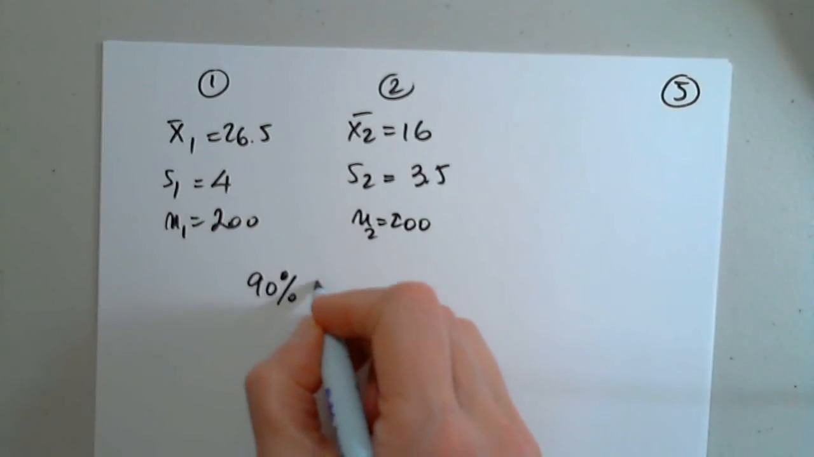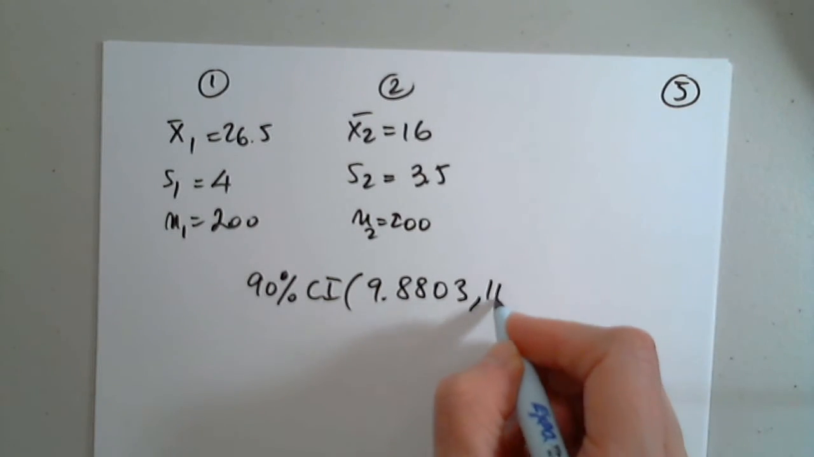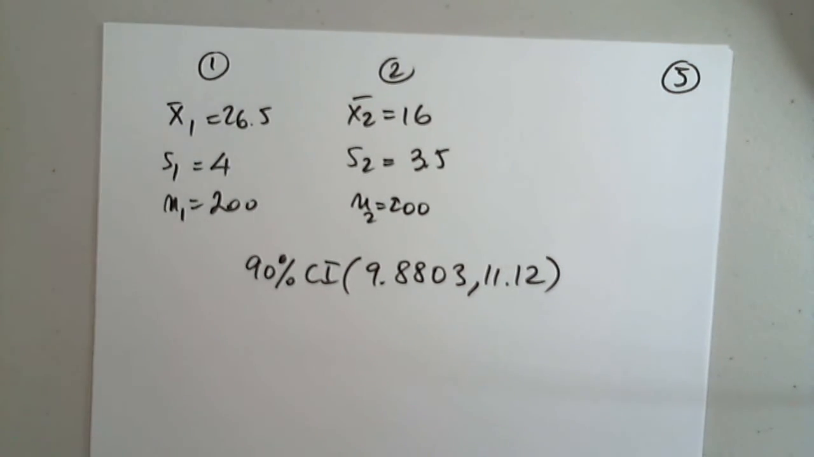So 90% confidence interval, I'm copying it down, 9.8803, 11.12. Does it contain 0 or does it not contain 0? Anyone? Sasha, are you with us? Does it contain 0 or not? No, it does not. Very good.